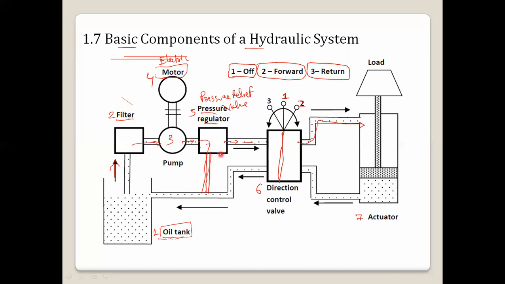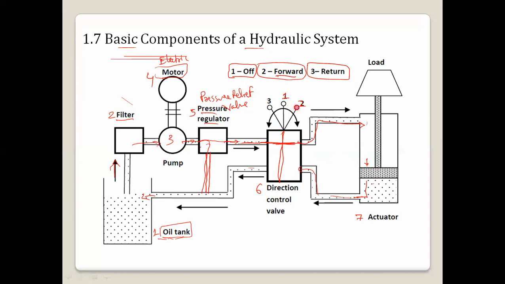Then if we move to the second position, the oil will flow from the pump to the direction control valve. Then it will push this piston in the downward direction. Then the oil from here will be going to the tank. So this is the first position, that is the forward stroke. Forward stroke means this piston will come down.